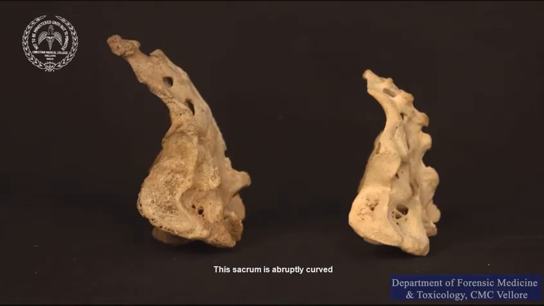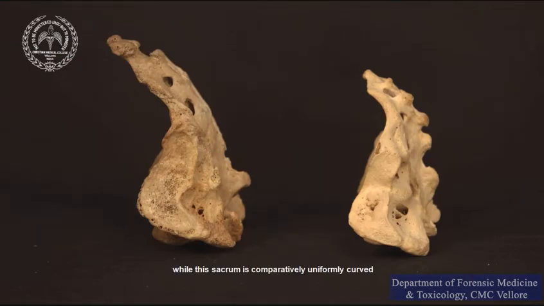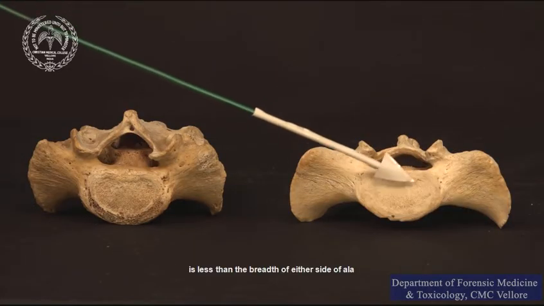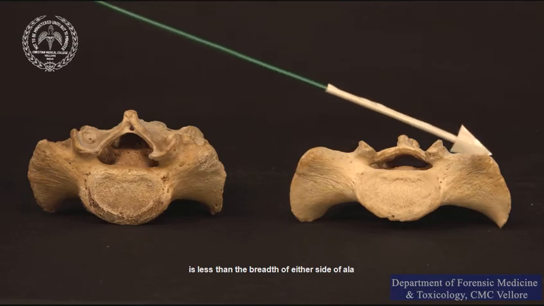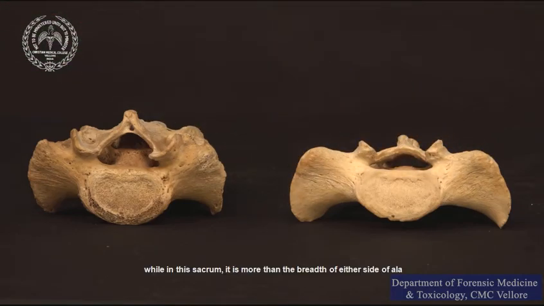This sacrum is abruptly curved, while this sacrum is comparatively uniformly curved. In this sacrum, the body of the first sacral vertebra is less than the breadth of either side of ala, while in this sacrum, it is more than the breadth of either side of ala.